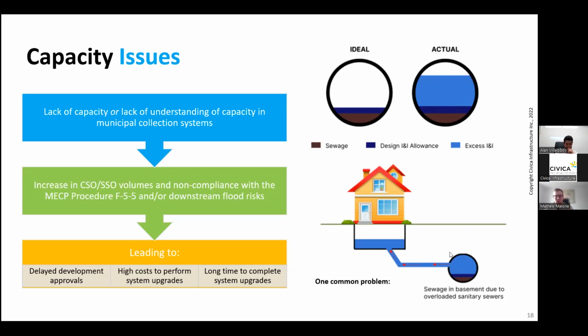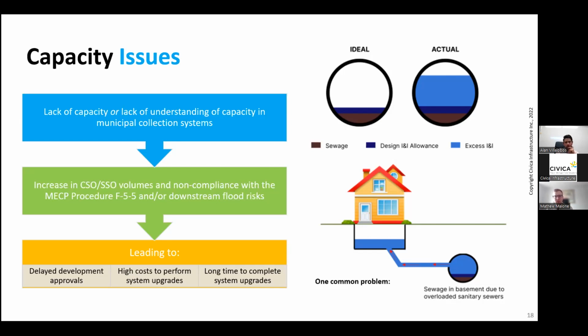In certain situations when we have large storms, we might get the pipes to fill up. Our wastewater pipes may fill up with rainwater, and then it'll back up and go into basements. That's one of the issues that we find when we do have capacity constraints and we see a lot of rainwater getting into wastewater systems. So we could have increased combined sewer overflows or sanitary sewer overflows, non-compliance with ministry procedures, downstream flood risks, as I already mentioned.